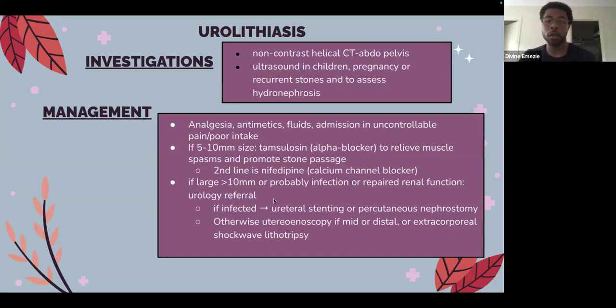And then large stones, again, you really want to make sure you get the stone. So if they have concurrent infections, that's why you might stent or do nephrostomy. But there are other options as well, like laser and shockwave lithotripsy. But I think the idea is that they distinguish whether or not it's big enough or likely enough to pass by itself, so whether or not you need to refer to urology for a particular intervention, basically.